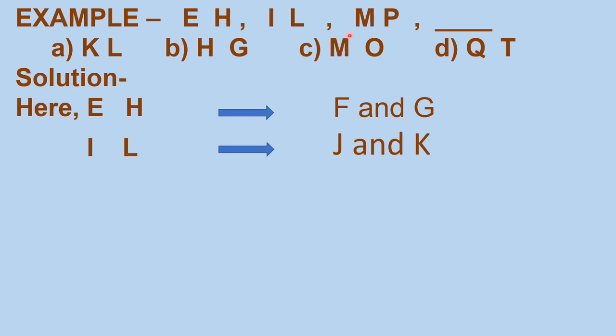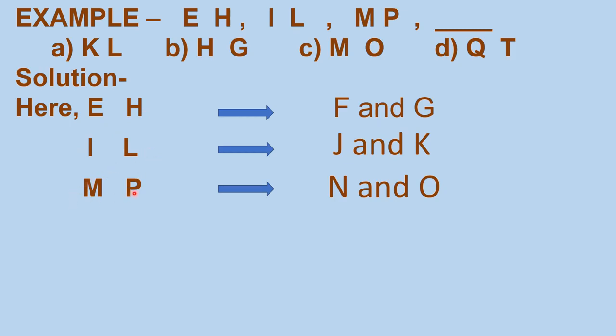Okay, and after L M letter will come. Then what is the relationship between M and P? Again two letters are missing, that is N and O. So what we observed by this, that there are two letters missing between these two letters. Okay, and the next one is starting from the next letter, means after H I, after L M.